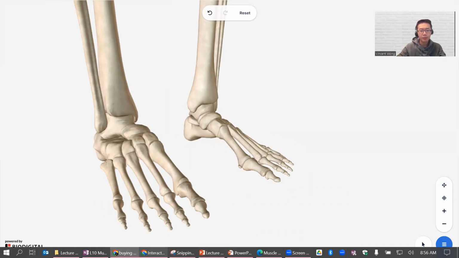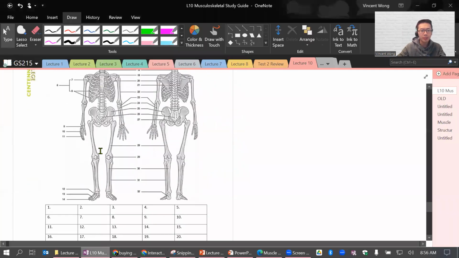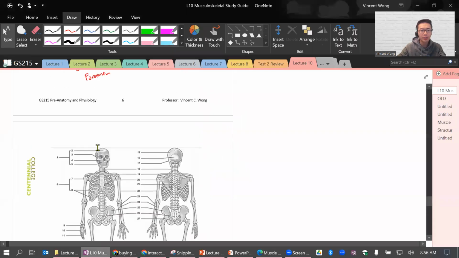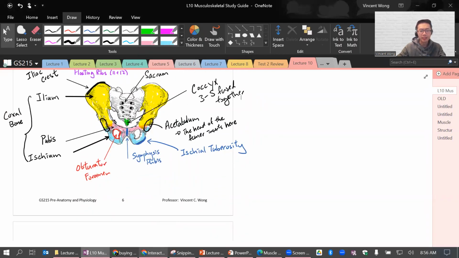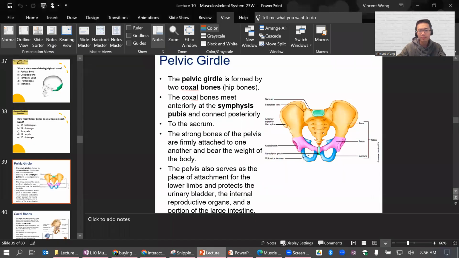Do we have a foot to label here somewhere? Nope, no foot. I meant to put one in, but I keep on forgetting. That's all right. We'll go back to our PowerPoint slides here.